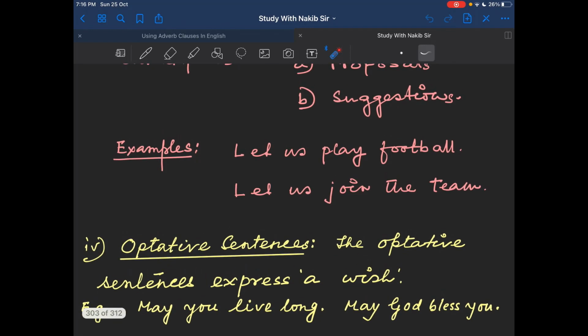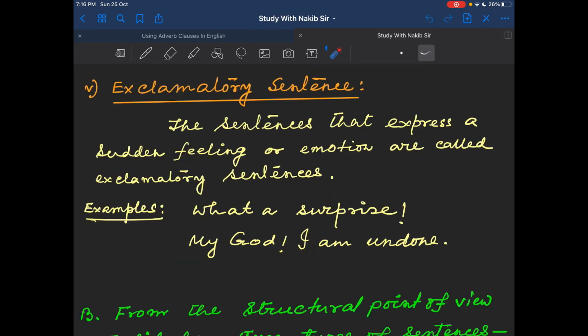See the example. The first example begins with may: May you live long. And the second sentence also begins with may: May God bless you. So remember this. Most of the optative sentences begin with may, understood or expressed. Now the last type, that is exclamatory sentence.